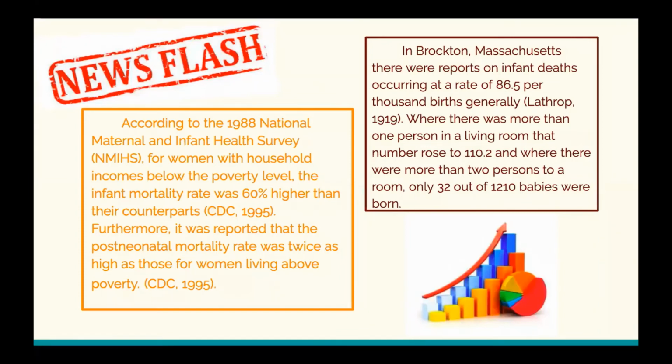Over in Brockton, Massachusetts, there were reports on infant deaths occurring at a rate of 86.5 per 1,000 births generally. When there was more than one person in a living room, that number rose to 110.2, and where there were more than 2 persons to a room, only 32 out of 1,210 babies were born. We can see from these facts that poverty, and more specifically overcrowding in homes, has an effect on infant mortality. Let's take a deeper look into how one's income can affect their chance of birthing healthy babies.